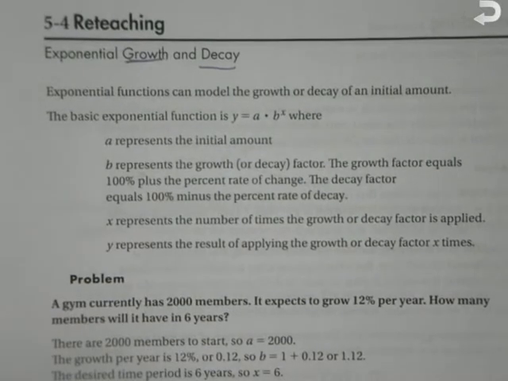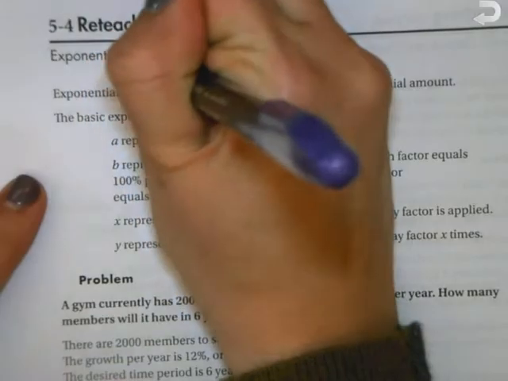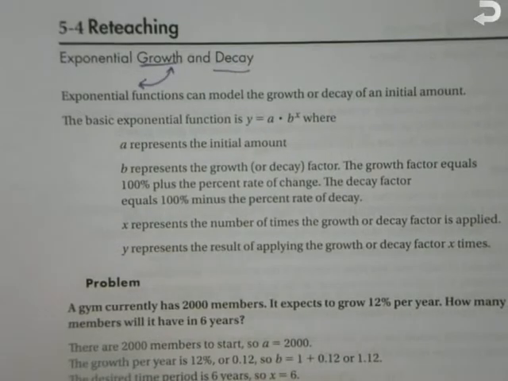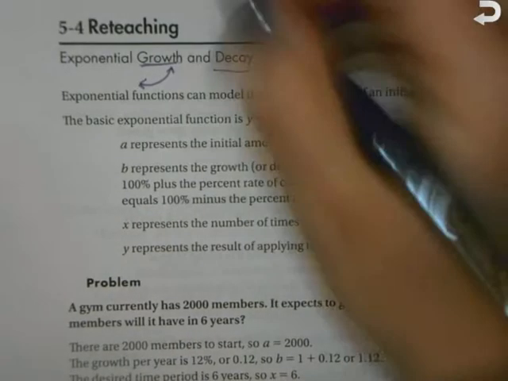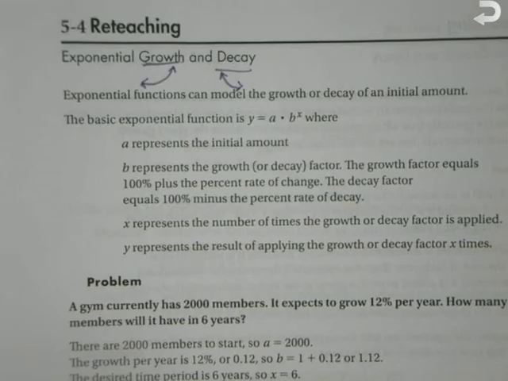What type of exponential function do you think growth is? Increasing or decreasing? Increasing. So if we say exponential growth, that's the same thing as saying an increasing exponential function. What about decay? What would decay be? Decreasing. So it's just another way of saying that the function is increasing or decreasing, okay?